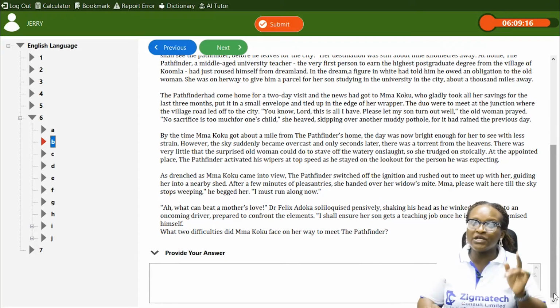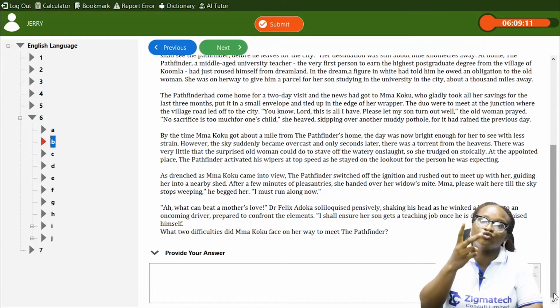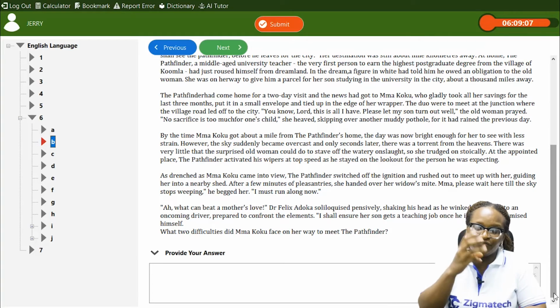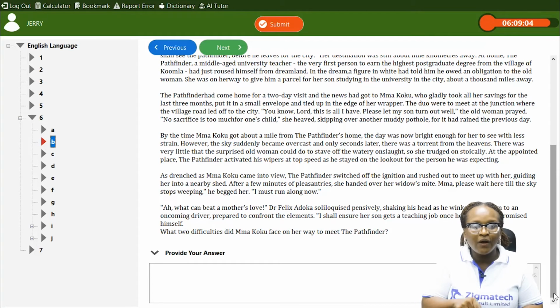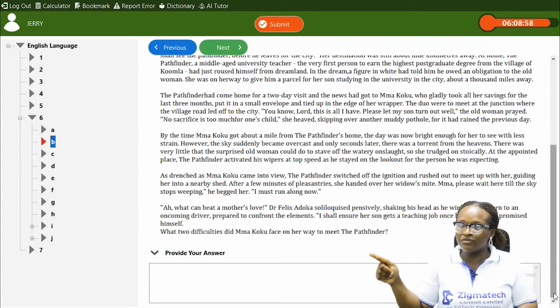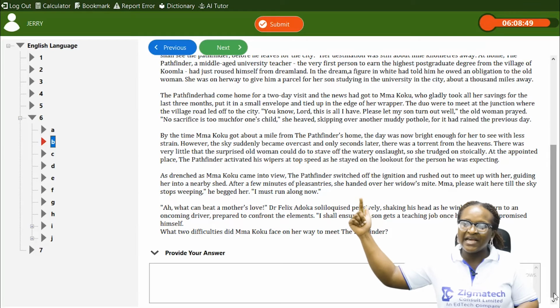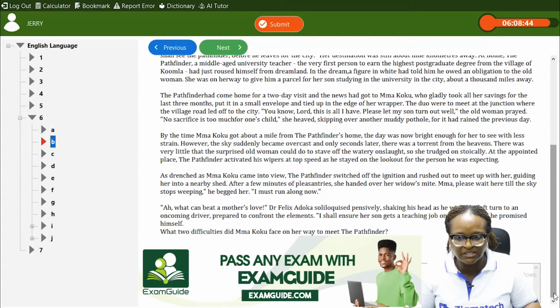Two difficulties. Please do not use "and" to join two answers. It is wrong. You have been asked to give two difficulties. Number the difficulties. I, Roman figure. II, Roman figure for the second point. Do not say the two difficulties Mmakoko faced on her way to meet the pathfinder are that she had to dip her leg in the mud, and it rained heavily to the point that she was drenched. You have given just one point.